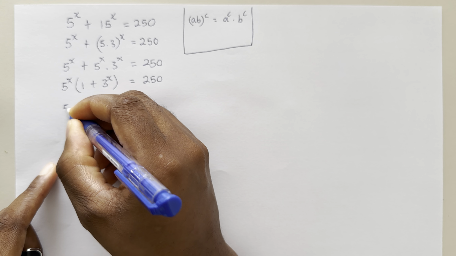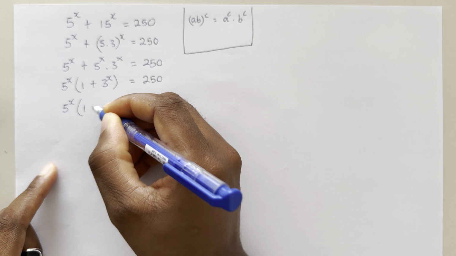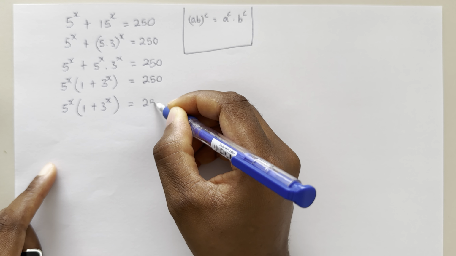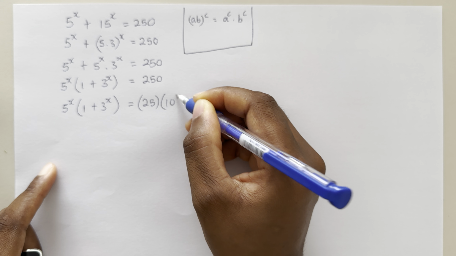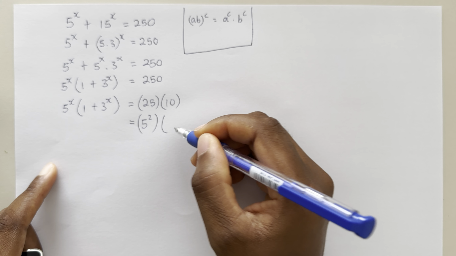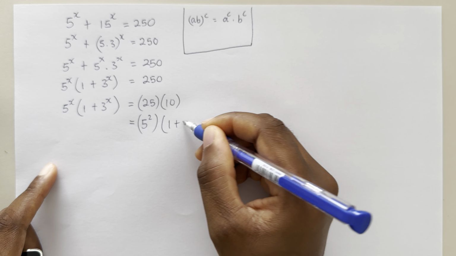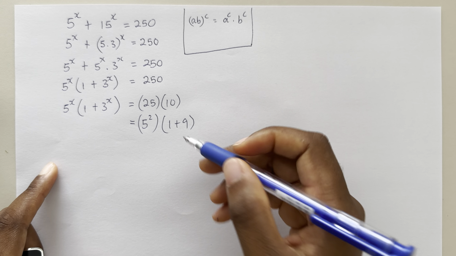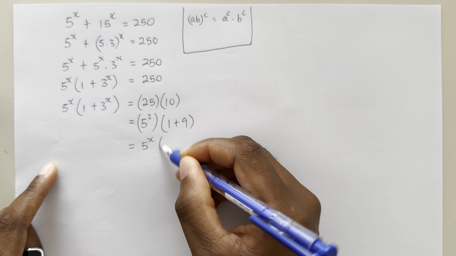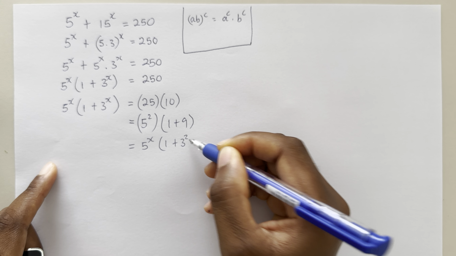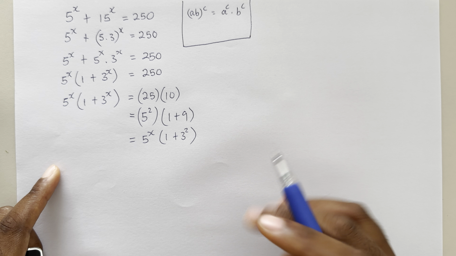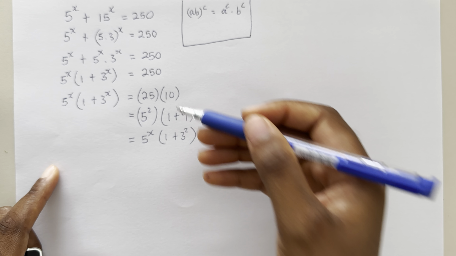All right, so let's simplify. 5 to the power of x times (1 plus 3 to the power of x) is equal to 25 times 10. Let's just simplify further. This is 5 to the power of 2, and this one we can simply write as 1 plus 9. We didn't change anything because 1 plus 9 still gives us 10. Now we go on to say 5 to the power of x times (1 plus 3 to the power of x) is equal to 5 squared times (1 plus 3 to the power of 2). This is still correct, still gives us 9.